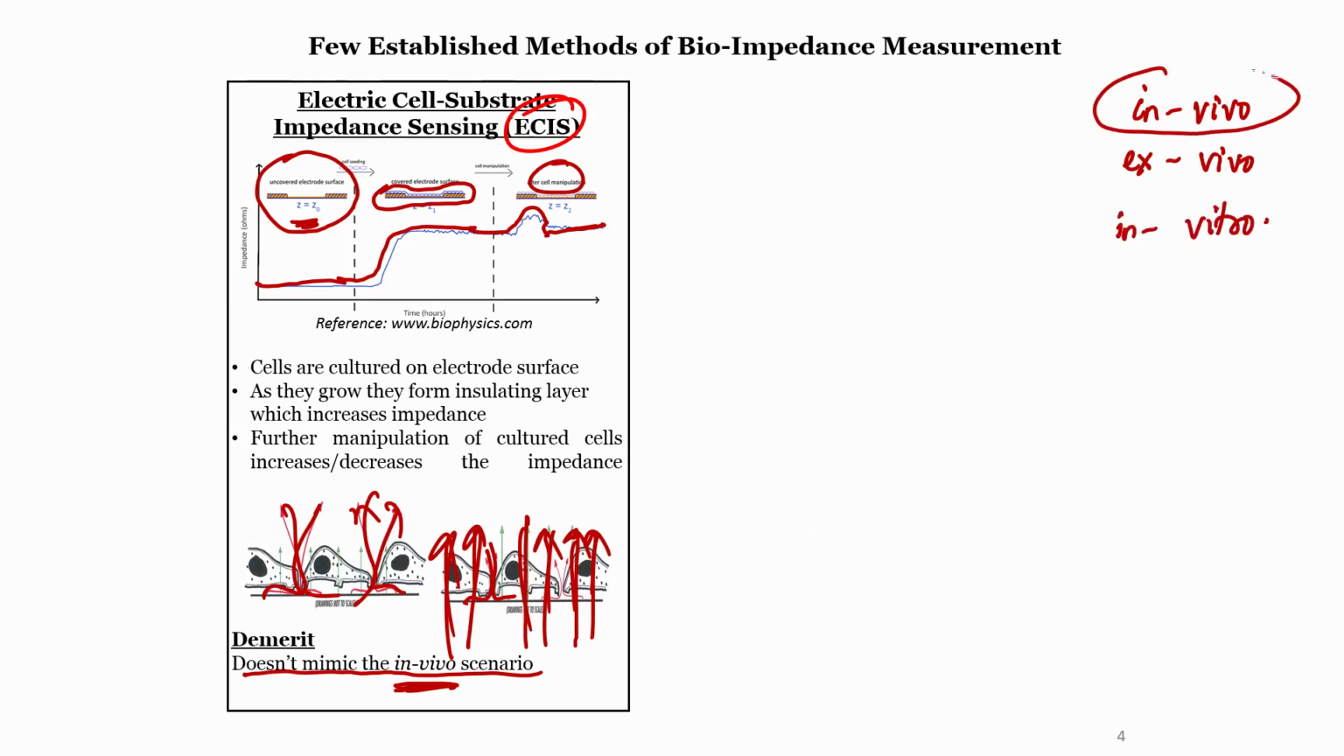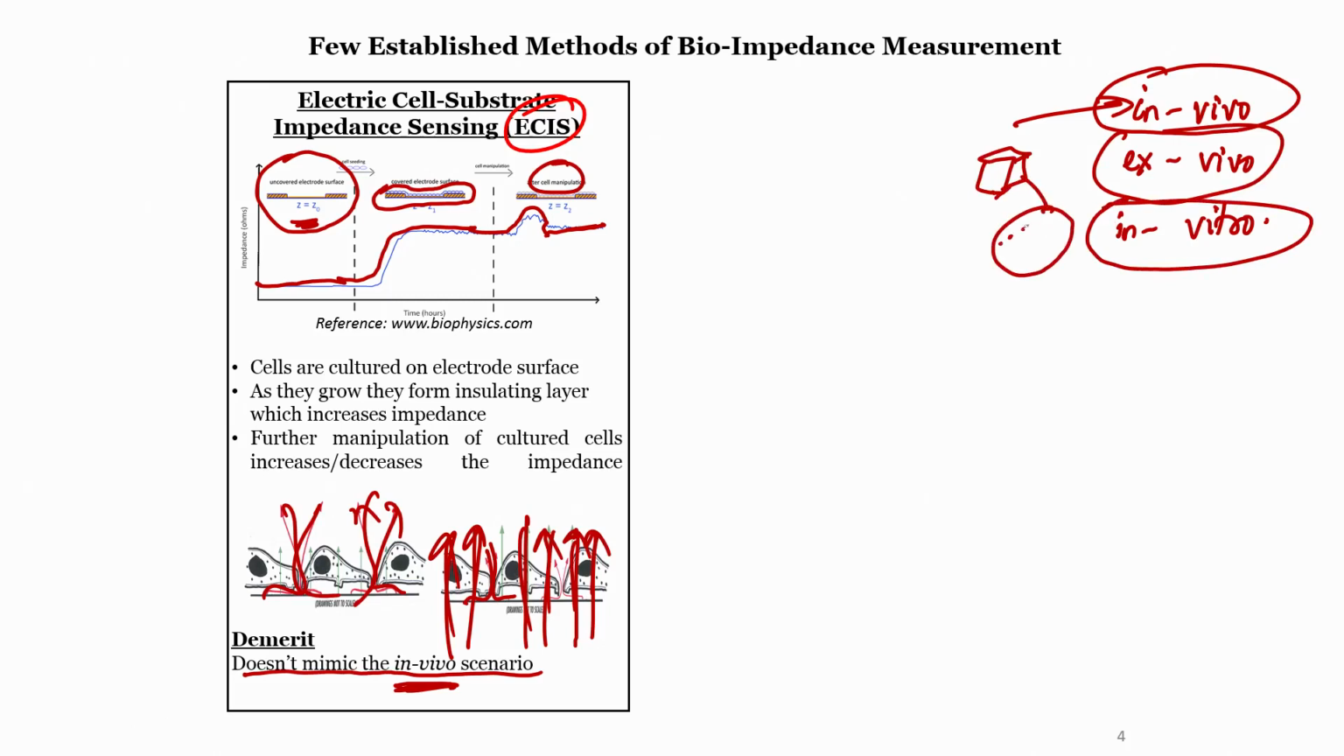In vivo is simple, it is basically inside the body. Ex vivo is when you extract a tissue and it is kept outside the body. In vitro is when you crush the tissue, take the cells out and make the cells grow on a plastic or glass dish surface. That is why it is called vitro.